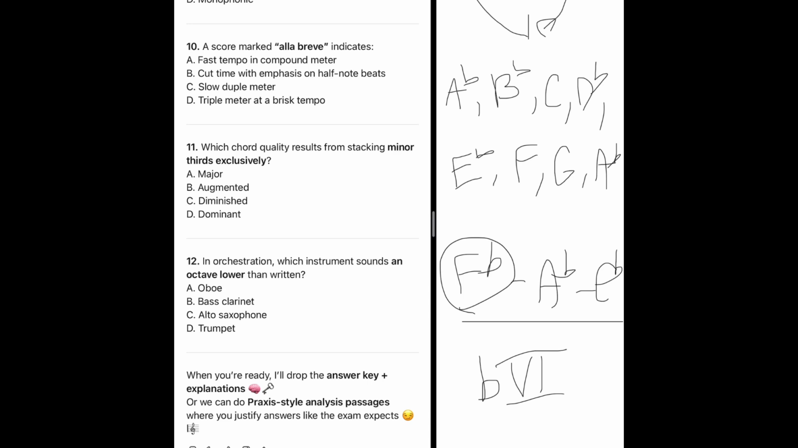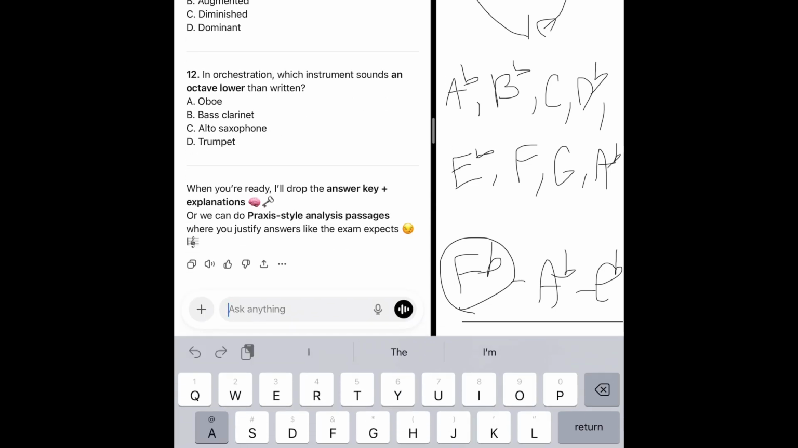In orchestration, an instrument sounds an octave lower than is written. One octave lower. I'm going to strongly say oboe. Answer.